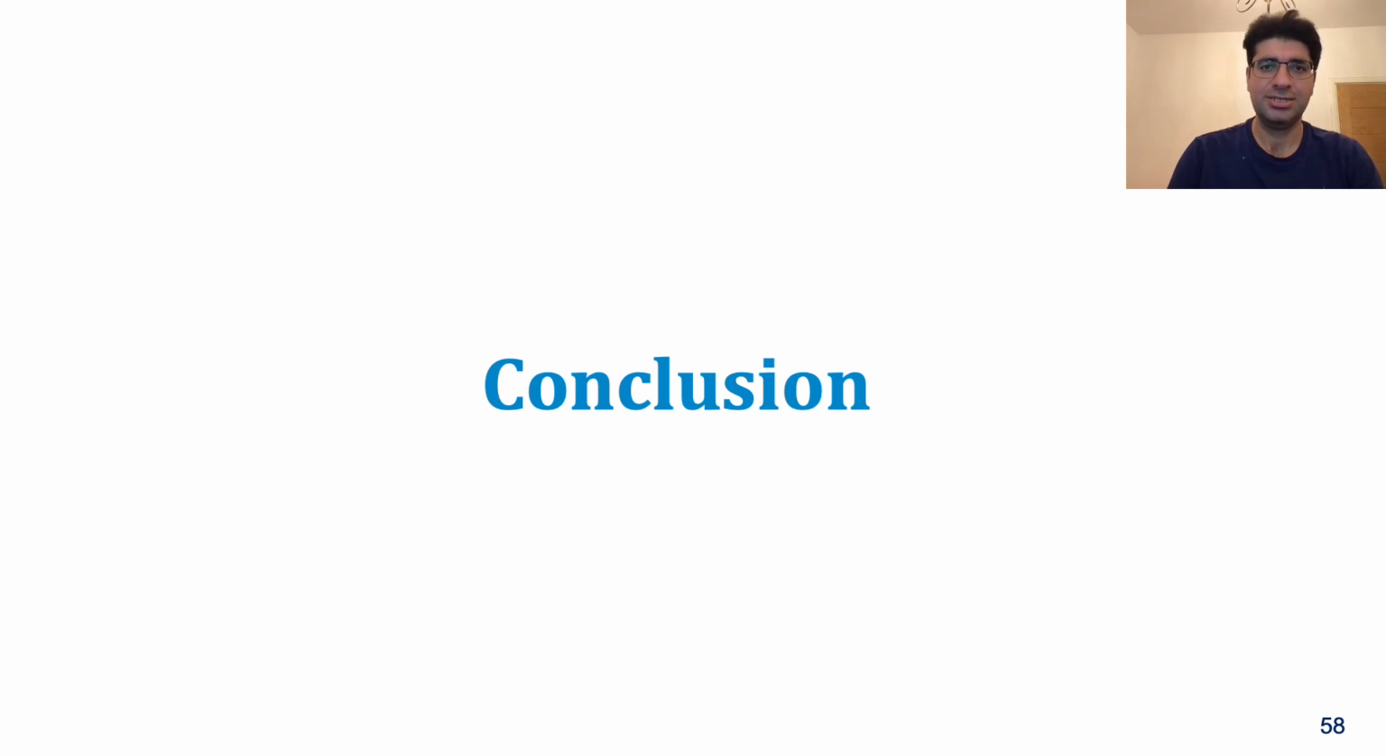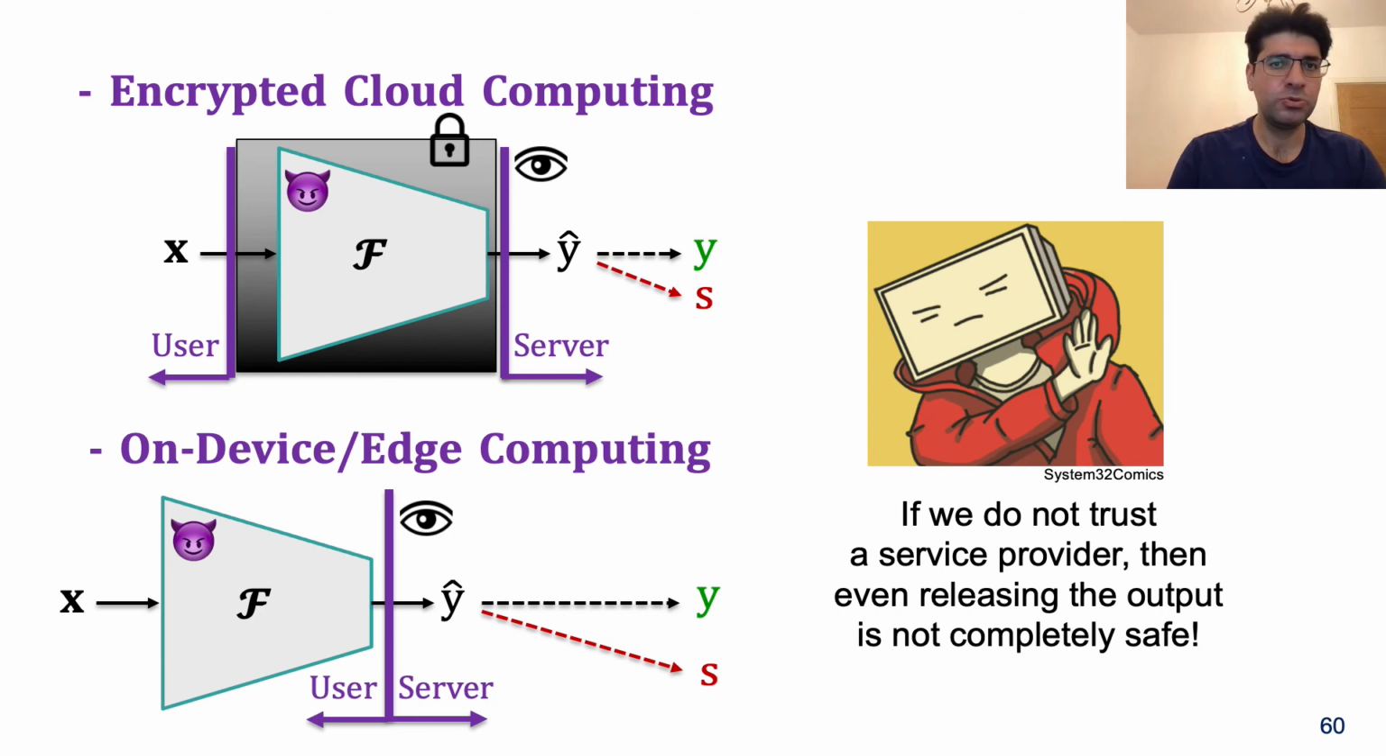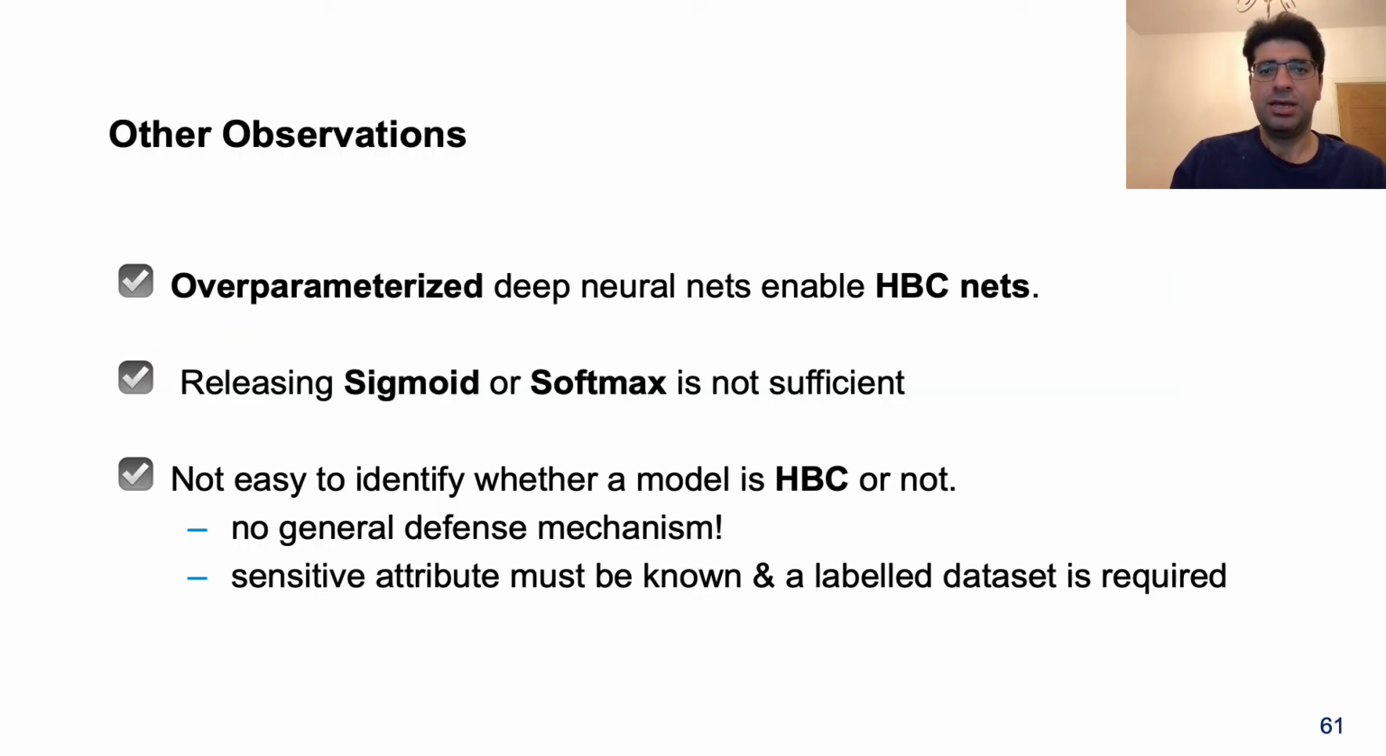The conclusion is classifiers can be trained to encode sensitive information into their seemingly non-sensitive outputs. If we do not trust a service provider, then even releasing the output is not completely safe. We showed that the extra capacity in deep models can be used for other malicious purposes. The softmax transformation is not sufficient, and it's not easy to distinguish between a standard and honest but curious models.